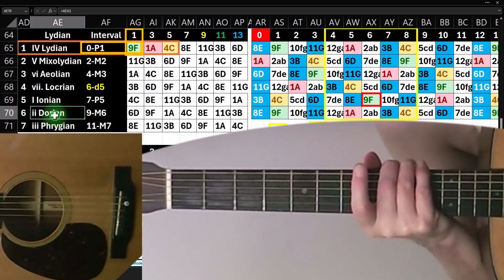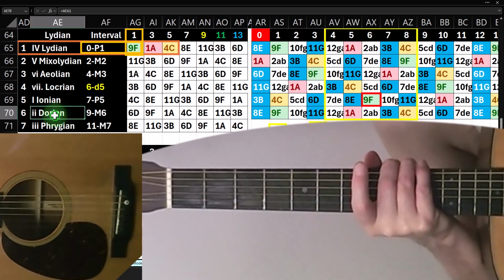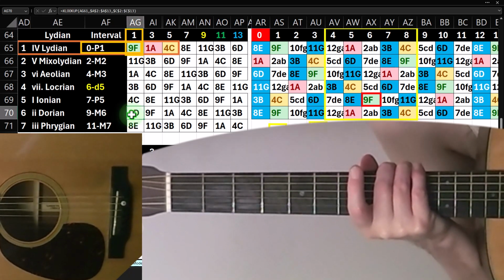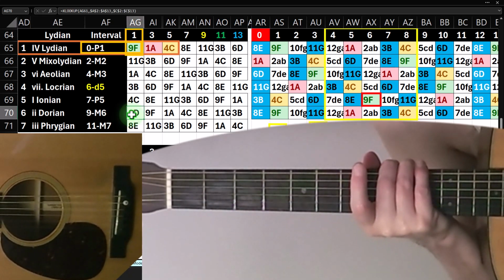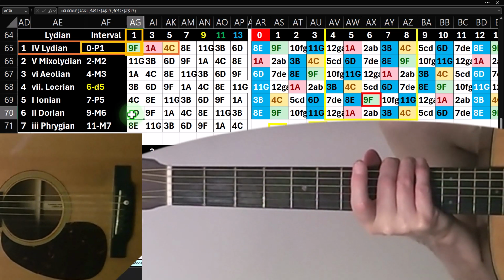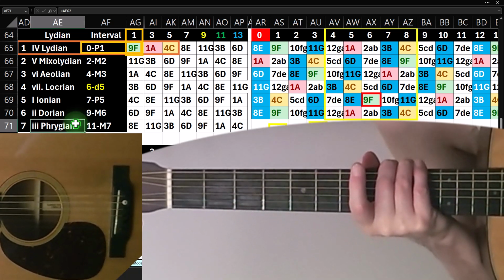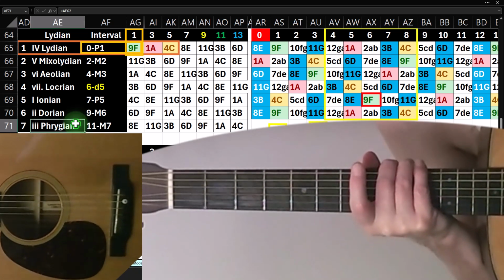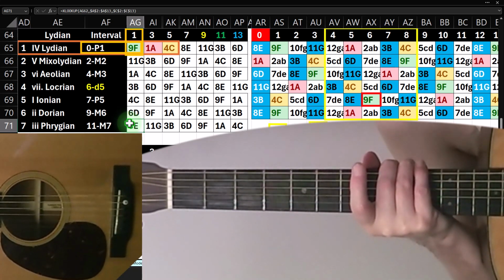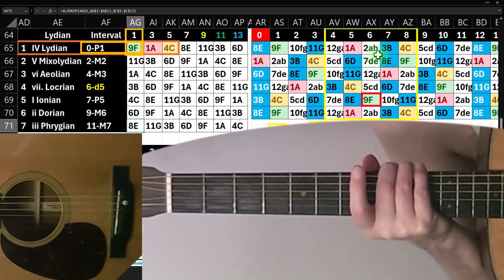And the Dorian is a minor mode. So it's closest to the Aeolian. So I could convert this D Dorian. This shape is a D Dorian shape. If I center around the D, I can convert it to a D minor by simply changing one interval. And the Phrygian is a minor mode, so I can convert it from the E Phrygian to an E minor by shifting one interval, right? So it's just something to keep in mind on how you might shift these things around.